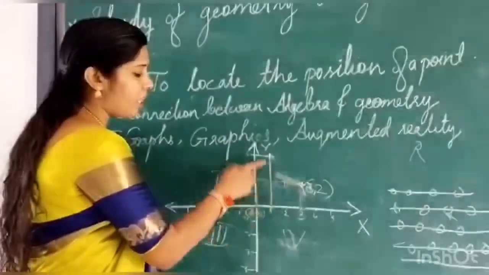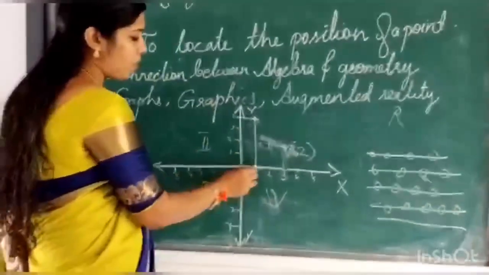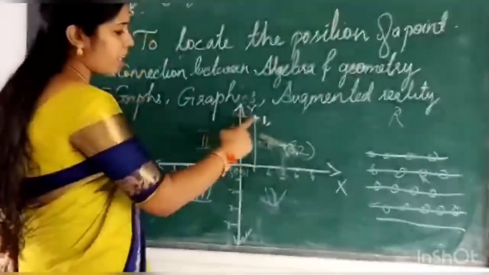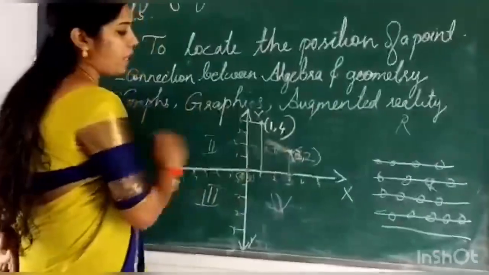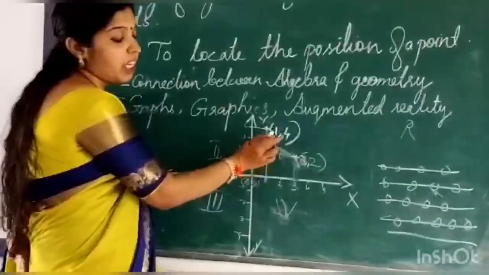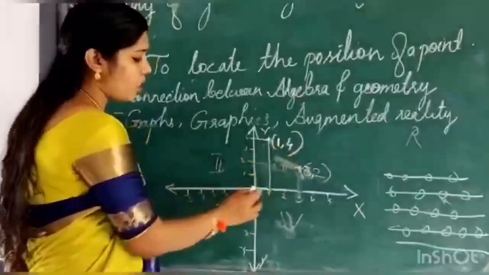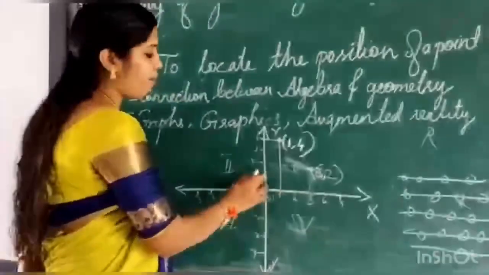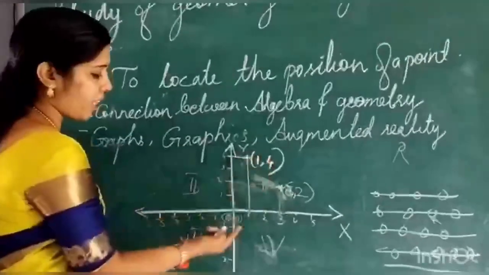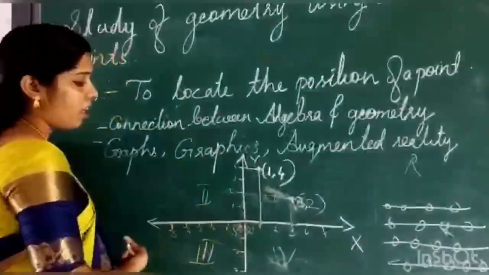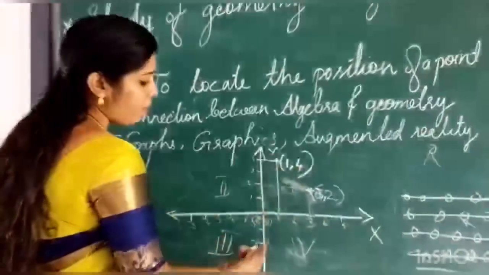First we want to use the x direction, that we want to write first. So how much is it? 1. Then second, along the y-axis, how much is it? It is 4. So the address of this point is (1, 4). 1 shows along the x-axis and 4 shows along the y-axis. The second number shows along the y-axis and the first number shows along the x-axis. Okay, that is locating a point.